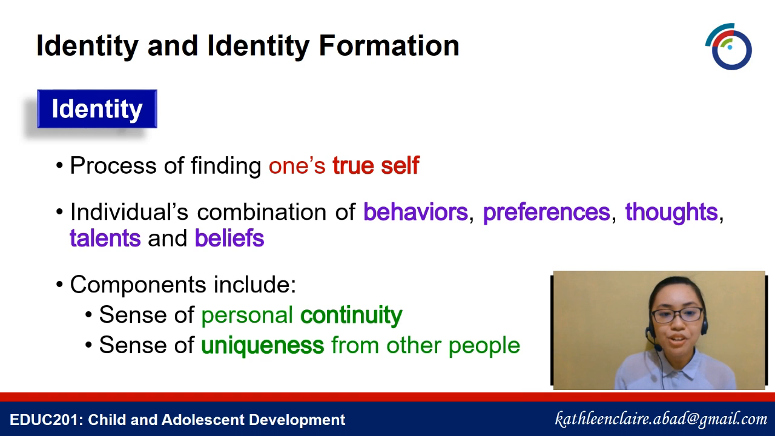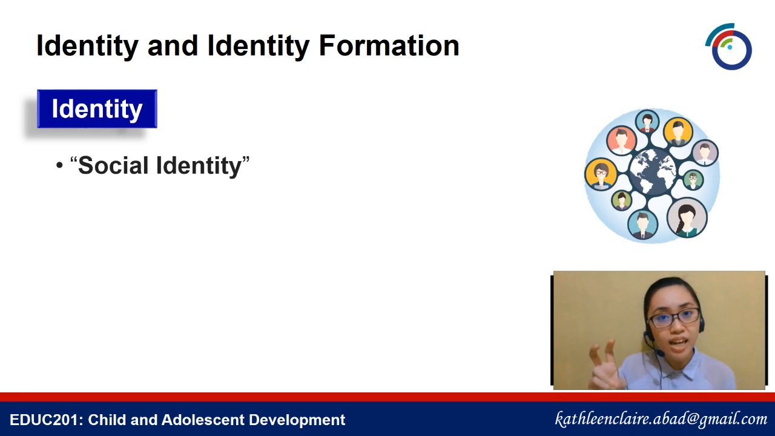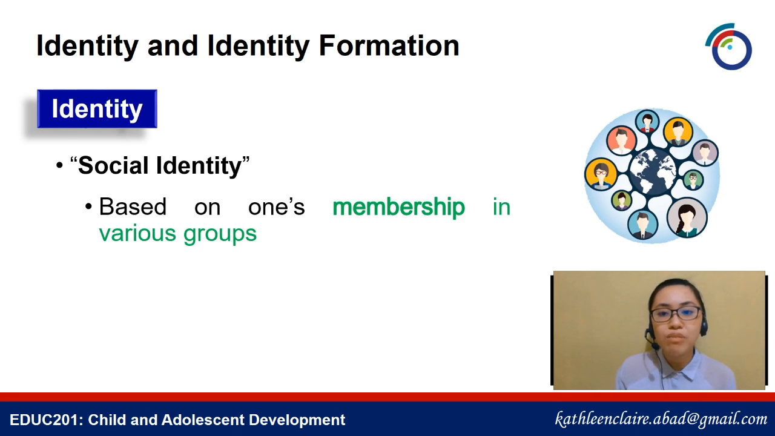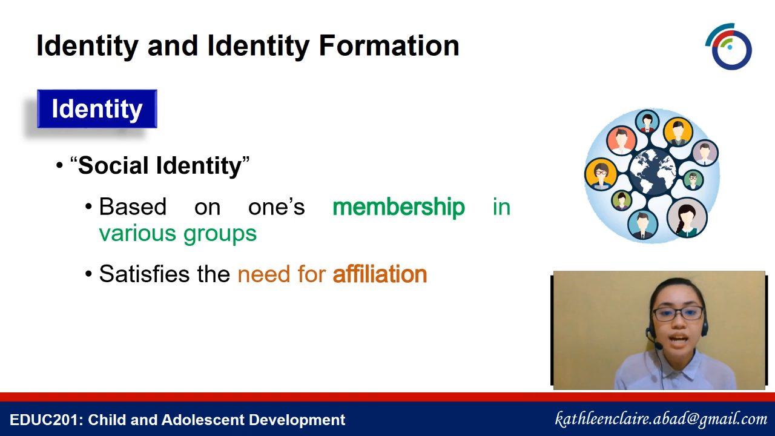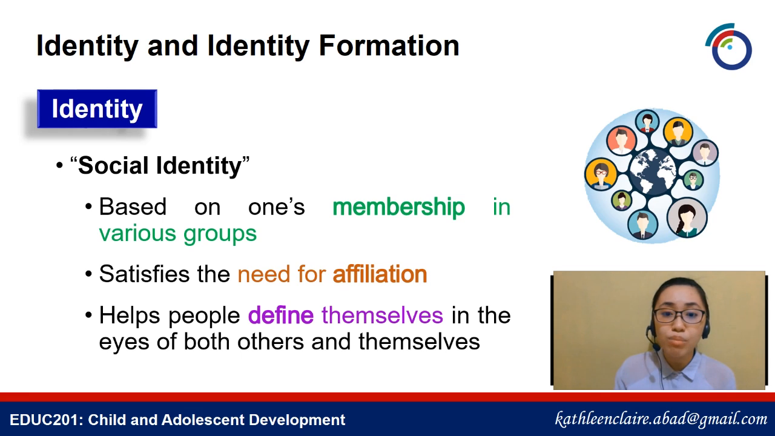So, aside sa pagkakaroon natin ng personal nating identity, people also acquire a social identity na tinatawag. So, ito ay based on one's memberships in various groups. Pwedeng familial, ethnic, occupational, and so on. So, this basically satisfies the need for affiliation, and it helps people define themselves in the eyes of both others and themselves. Kasi syempre yung ibang groups na sinasalihan ng ibang tao, it offers them some sort of prestige, okay? Kaya sila sumasali doon. But not all, syempre.